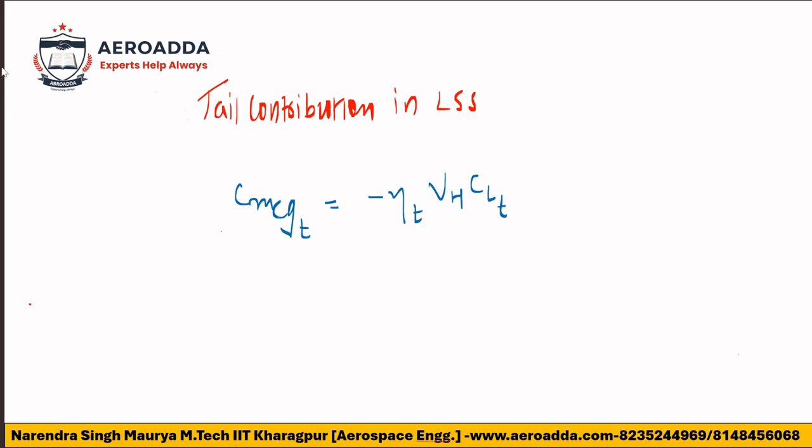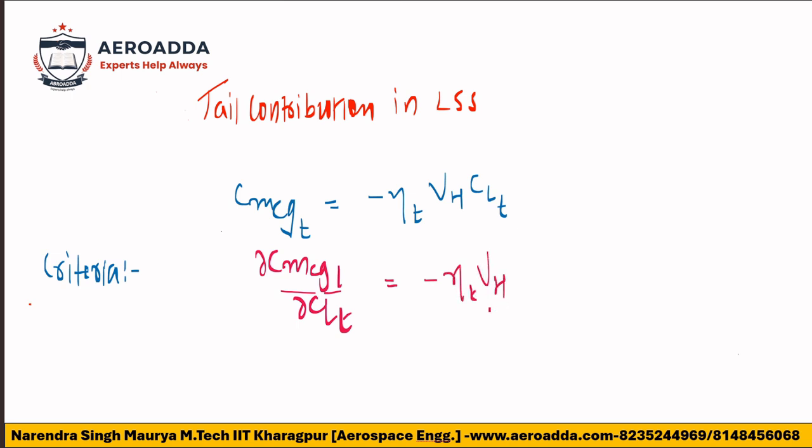And if you see the criteria, that also we had discussed, criteria for the tail. If you see that tail is contributing positively or negatively, what you will do, you just calculate dou CM CZ T with respect to dou CL T. So what you will get, you will get minus of eta T into VH, correct? And if you see eta T and VH, what was eta T? Eta T was the tail efficiency. It is also called tail efficiency, correct? If you remember, it was tail efficiency.